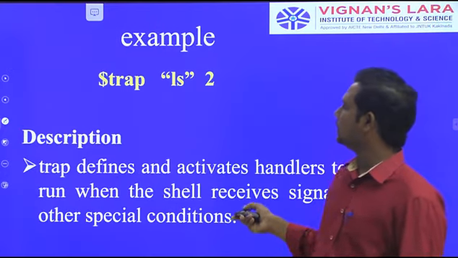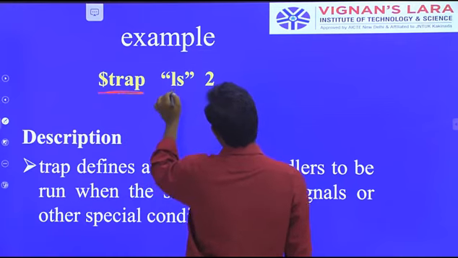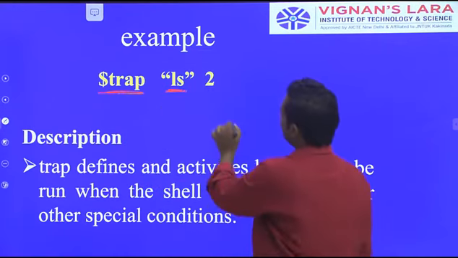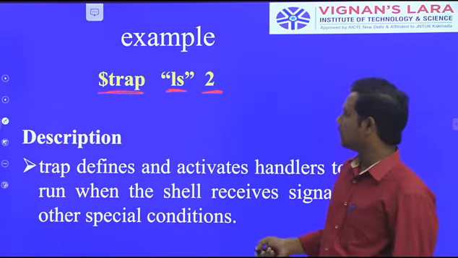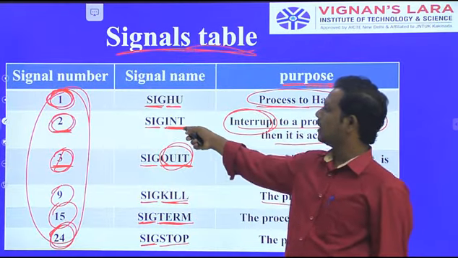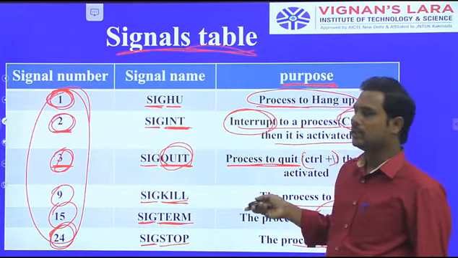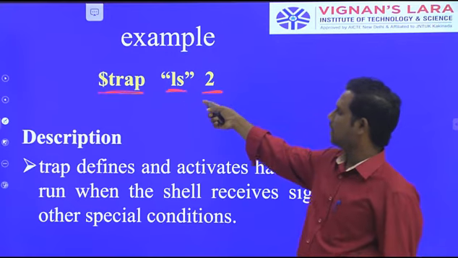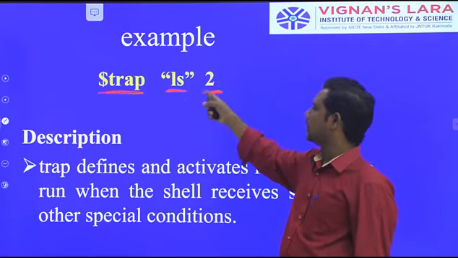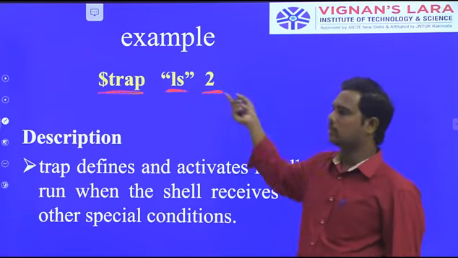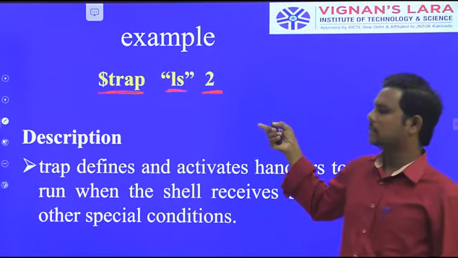You can see the example. So trap, then in inverted commas we write ls, which is a command. Here 2 means signal number 2. What does 2 mean? Here you can see, 2 means interrupt. So here we are writing the interrupt signal. With the trap command using ls, the list of files is displayed. While listing the files, if an interrupt is given, the output may be interrupted. So this is called a signal, and this is called the trap command.